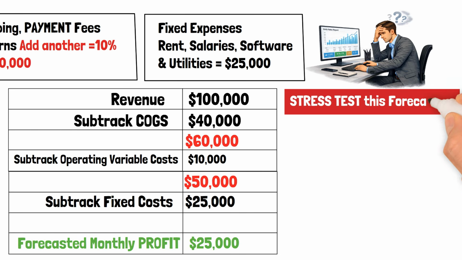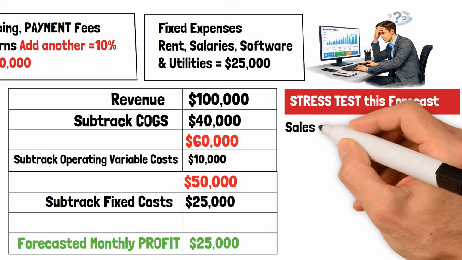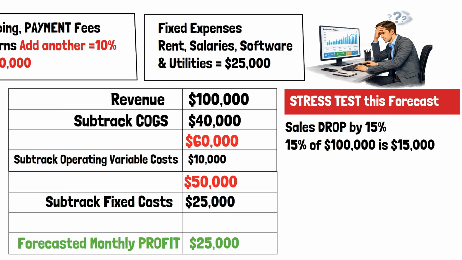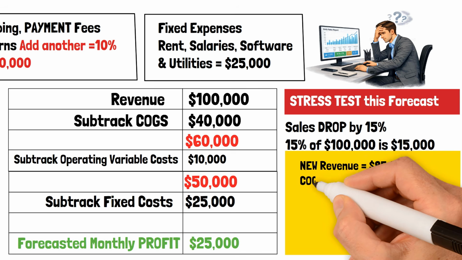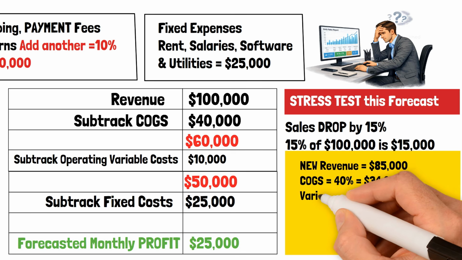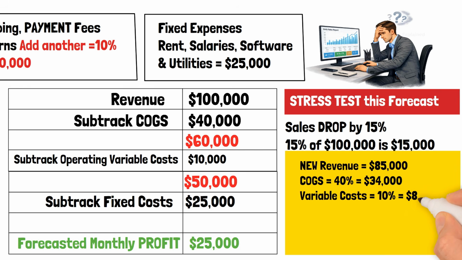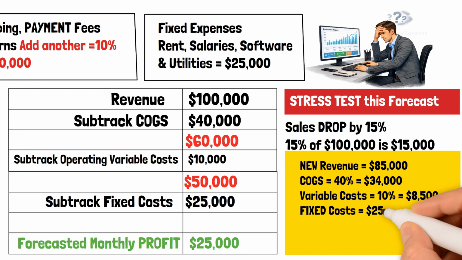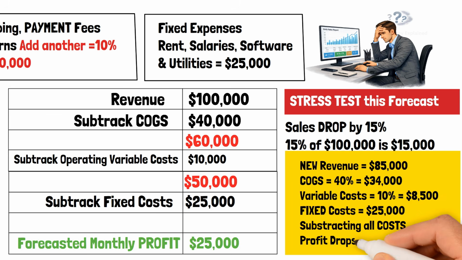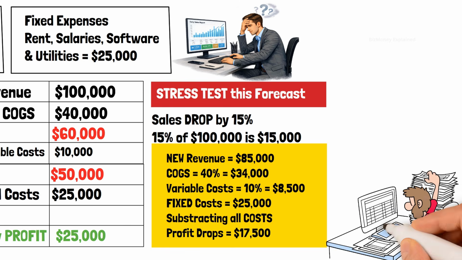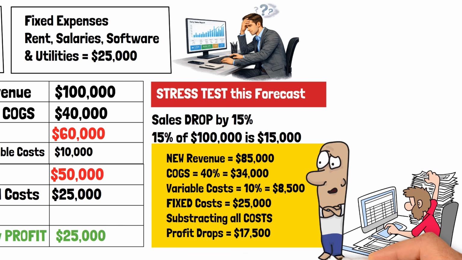Now stress test this forecast. What if sales drop by 15%? 15% of $100,000 is $15,000, so new revenue becomes $85,000. Cost of goods sold at 40% becomes $34,000. Variable operating costs at 10% become $8,500. Fixed costs stay the same at $25,000. After subtracting all costs, profit drops to $17,500. This simple forecast helps you prepare mentally and financially before problems happen.